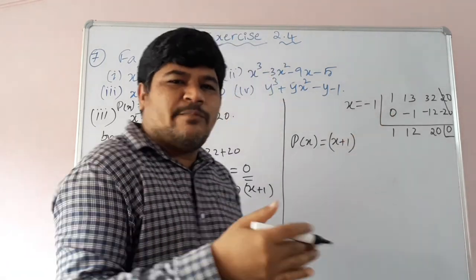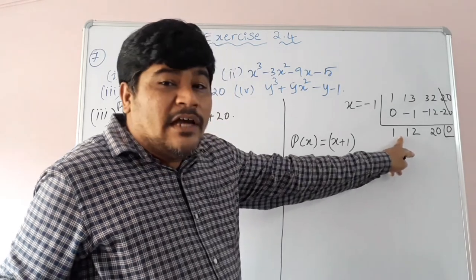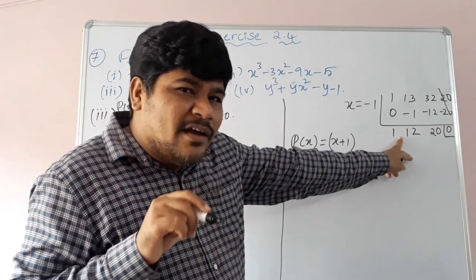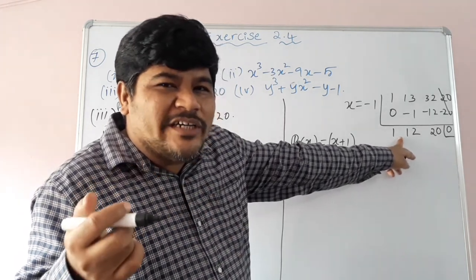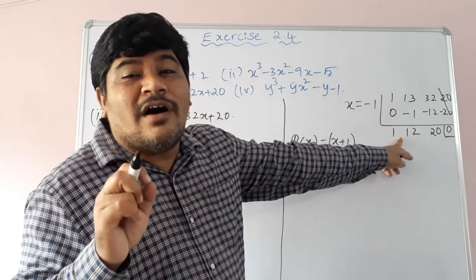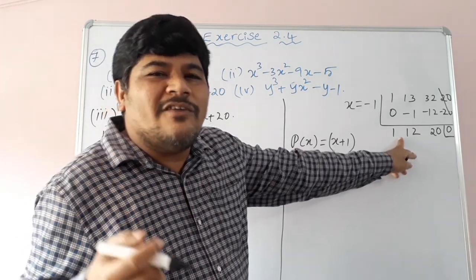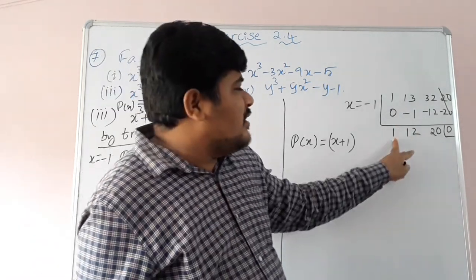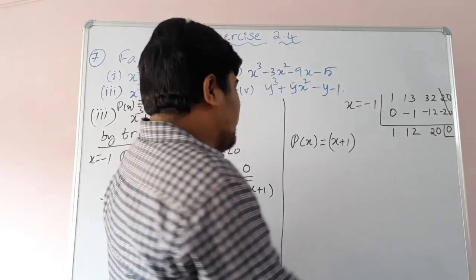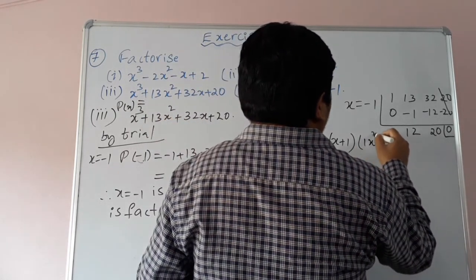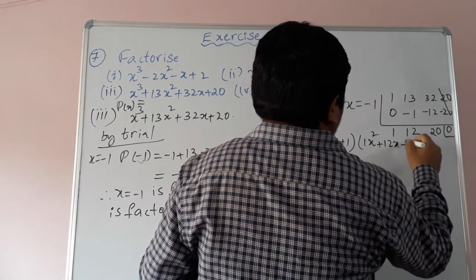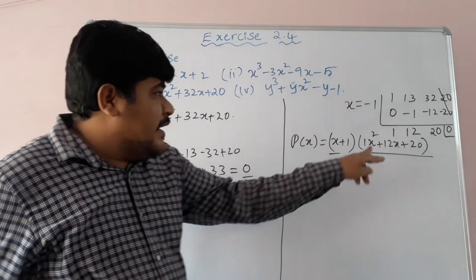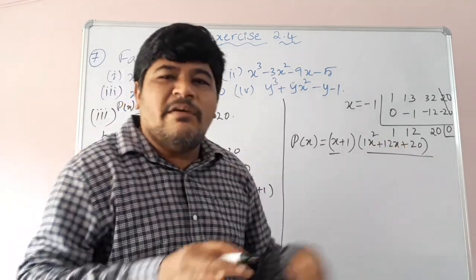So we can write it as x plus 1 into the quotient. Children, we are dividing a cubic polynomial by a linear polynomial, so what will be the degree of the quotient? Yes, a quadratic polynomial. The standard form of a quadratic polynomial is ax square plus bx plus c. So it can be written as x square plus 12x plus 20. Children, these two are factors, but we can still factorize x square plus 12x plus 20 further.